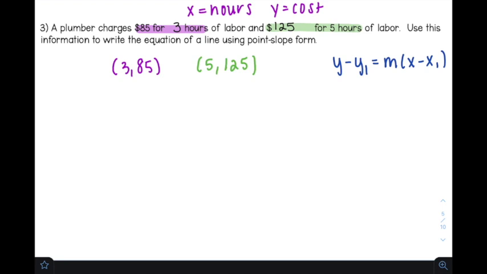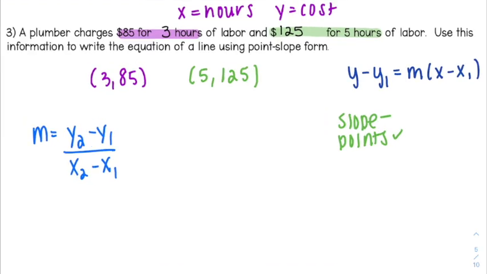So we're given 2 points. Again, we do not have the slope, but we have the points. So we need to figure out the slope using our slope formula. m equals y2 minus y1 over x2 minus x1. Okay, so let's substitute everything in. Here's my x1, here's my x2, just so I remind myself. 125 minus 85 over 5 minus 3.